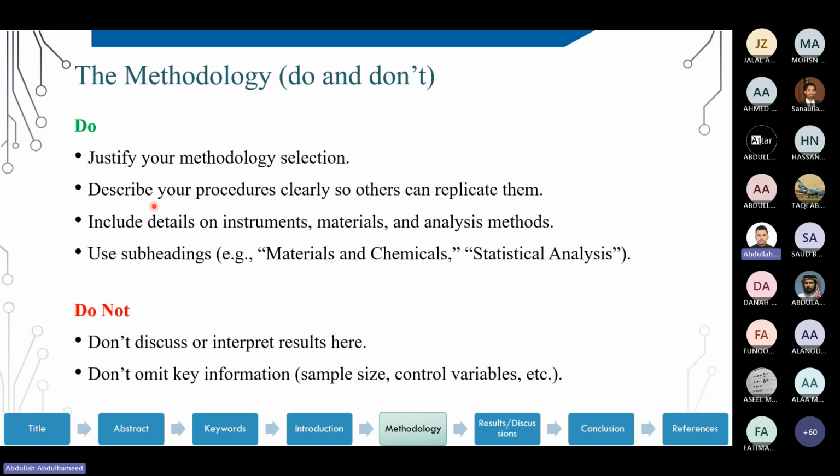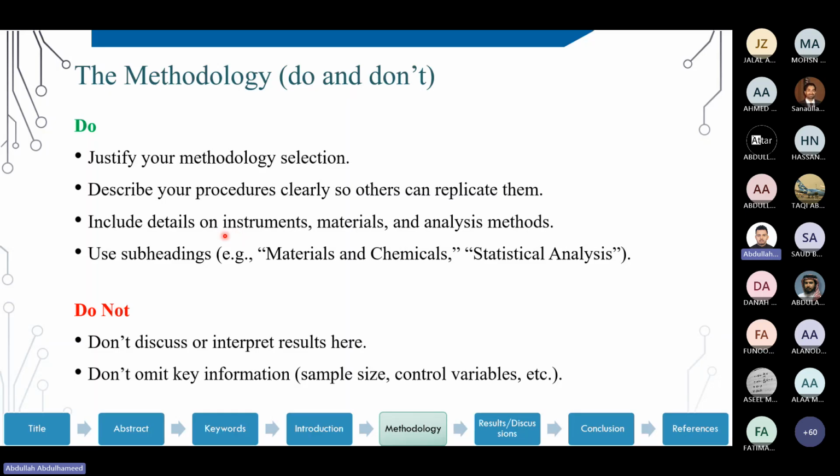Number 2, describe your procedures clearly so others can replicate them. I mentioned this also: make it easy for other people to replicate. So if someone wants to do your experiment, he has enough information. There is nothing missing. Include details on instruments, materials, and analysis method. This is also very important.